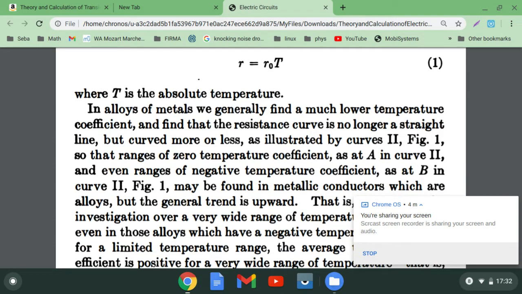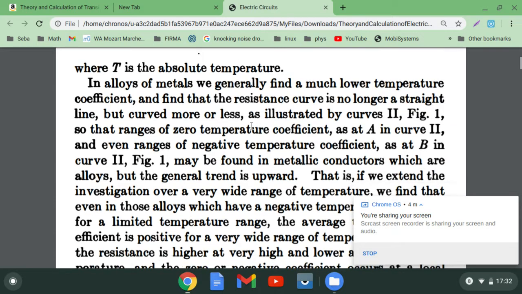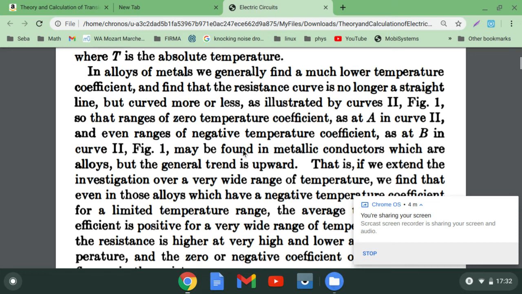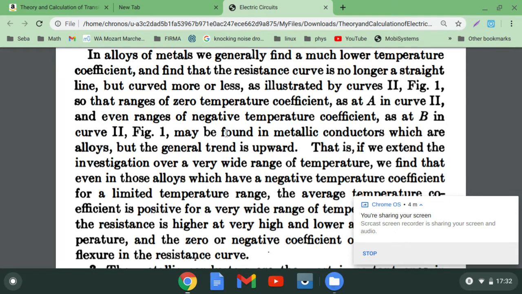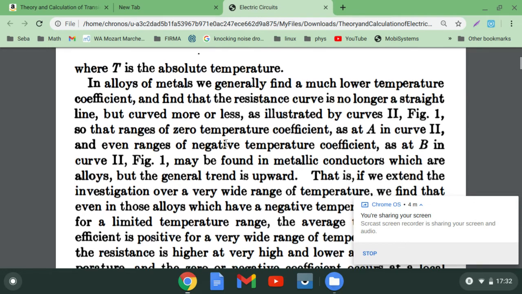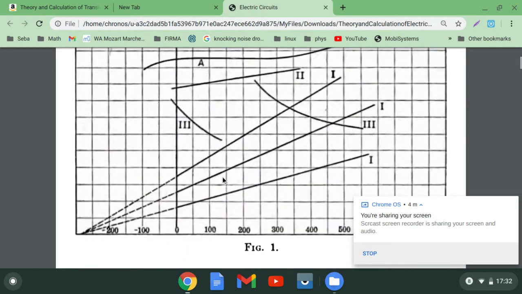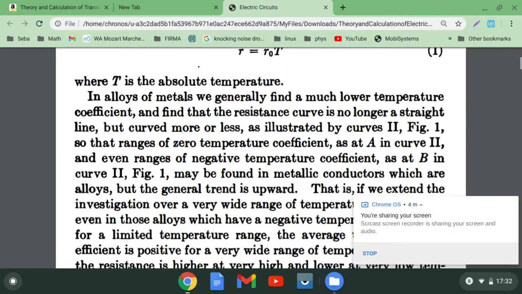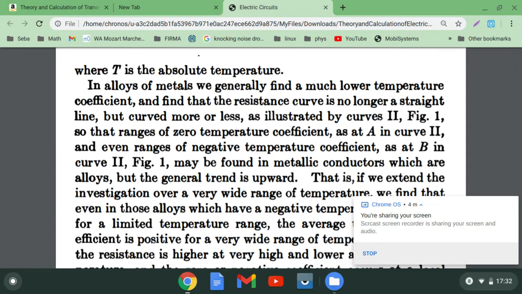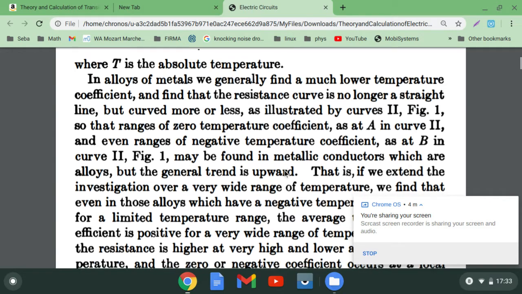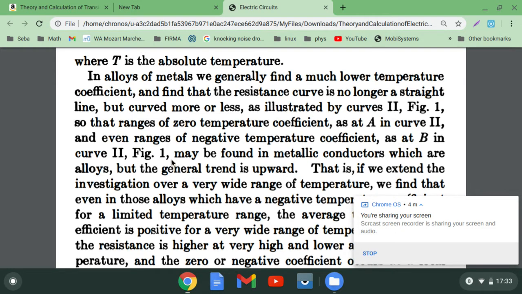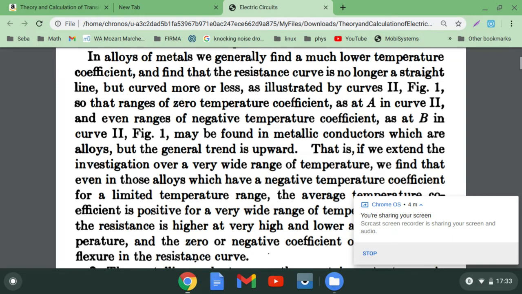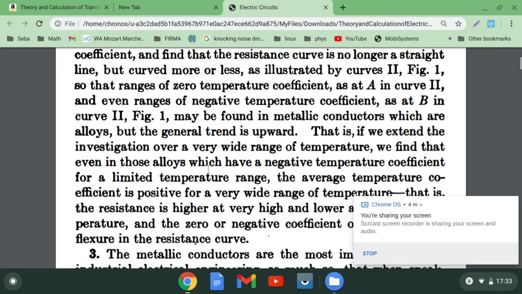In alloys of metals, we generally find a much lower temperature coefficient and find that the resistance curve is no longer a straight line, but curved more or less, as illustrated by curve 2, figure 1. Ranges of zero temperature coefficient, as at A in curve 2, and even ranges of negative temperature coefficient, as at B in curve 2, figure 1, may be found in metallic conductors which are alloys, but the general trend is upward.